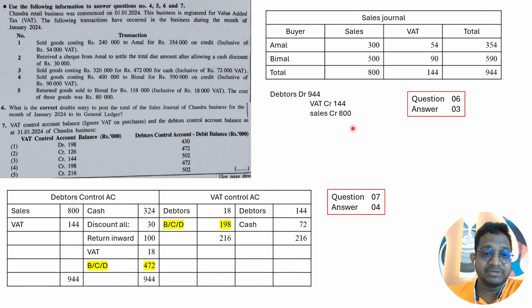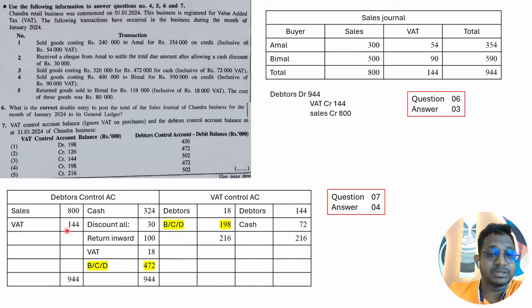The seventh one, they ask you the VAT control account balance, ignoring VAT on purchases, and the debtors control account balance as at the closing date of Chandra business. So here I drafted the VAT control account and the debtors control account. And from the sales journal, the total sales and VAT you should debit to the debtors control account.